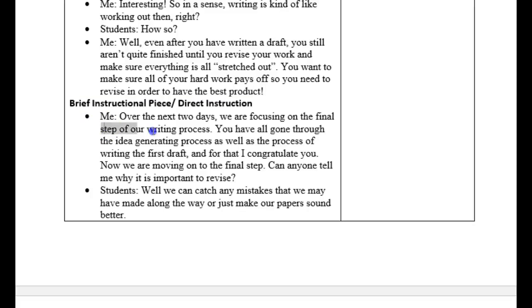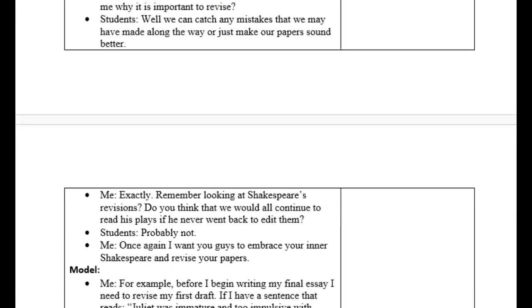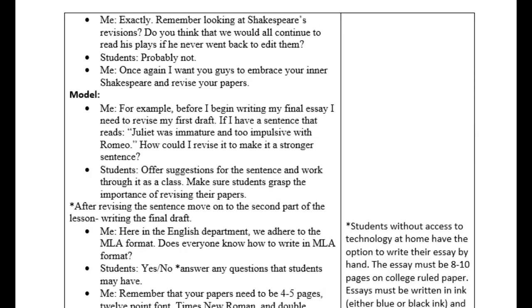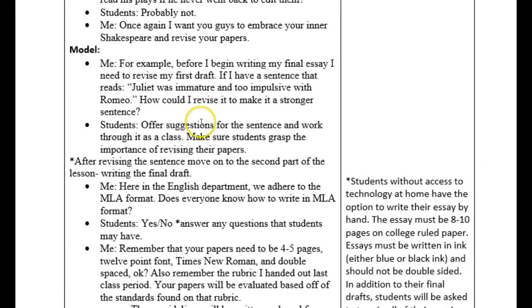You say that you're going to be focusing on the final steps of the writing process, and here, where is it? Right here, Shakespeare revised, you need to revise. Okay, here we go. You have this: Juliet was immature and too impulsive with Romeo, and here's your question. How could I revise it to make it a stronger sentence? Here's what I want you to think about. One, what was your criteria for that sentence being weak in the first place? Two, what's your criteria for making it stronger, okay?